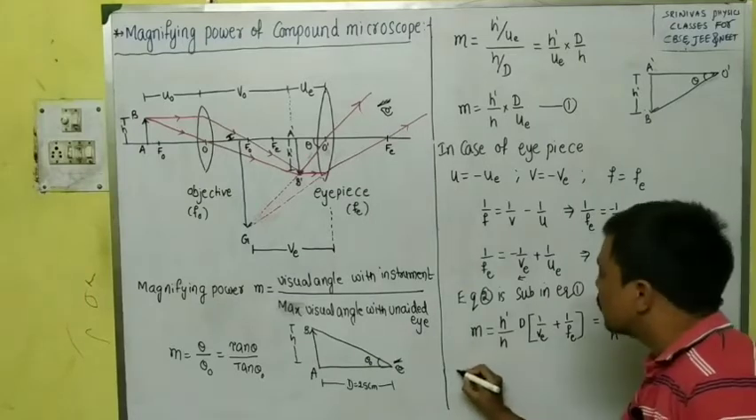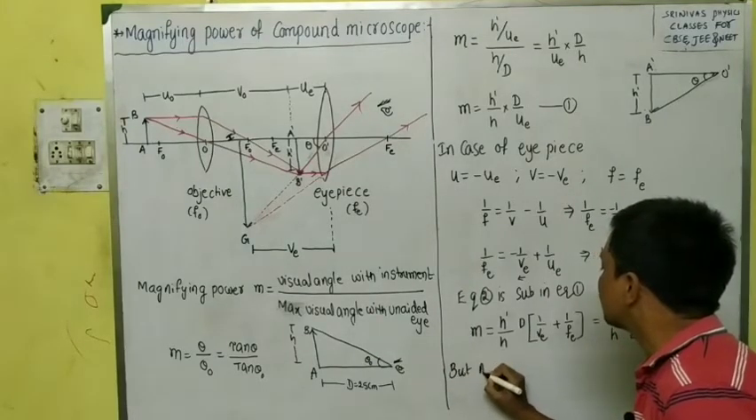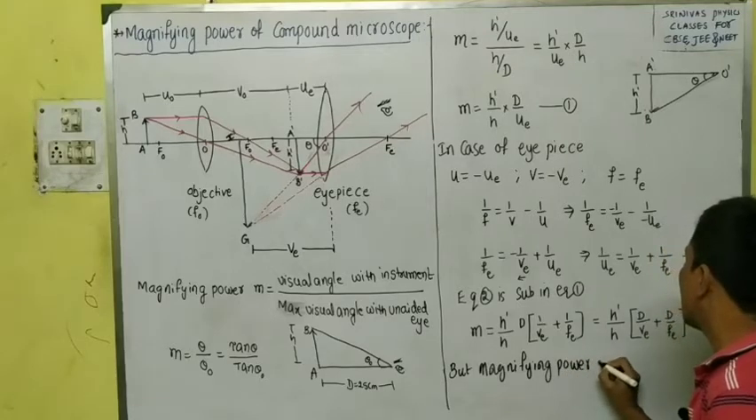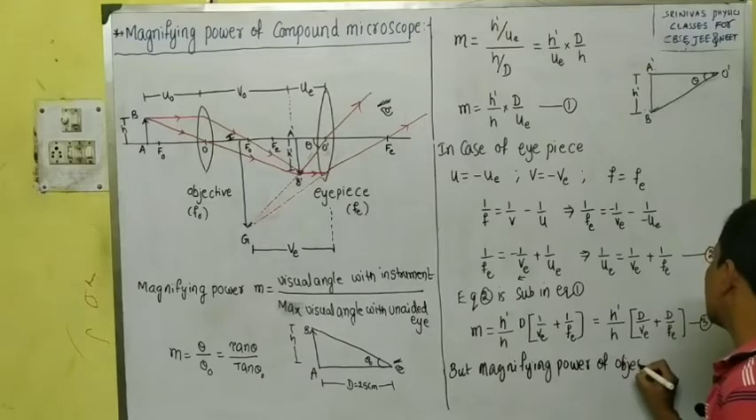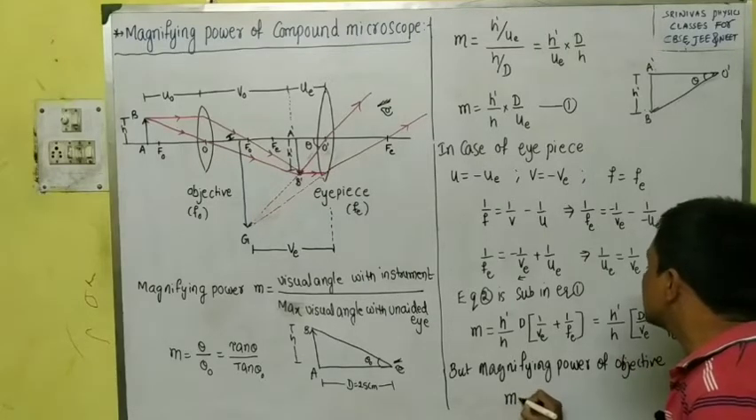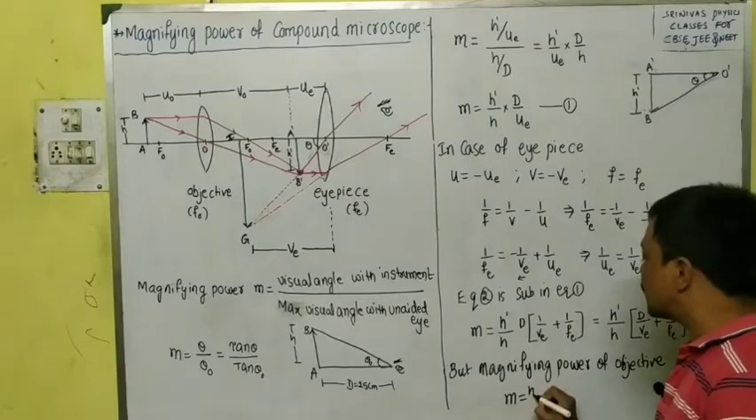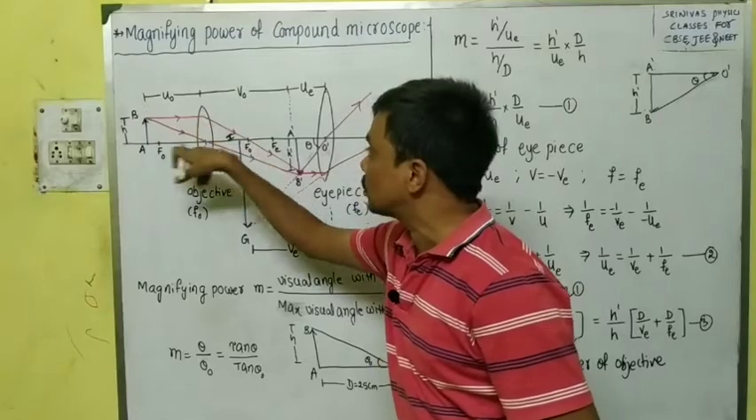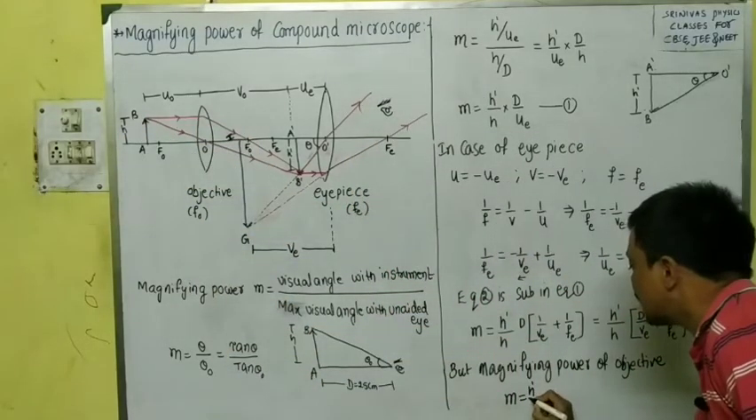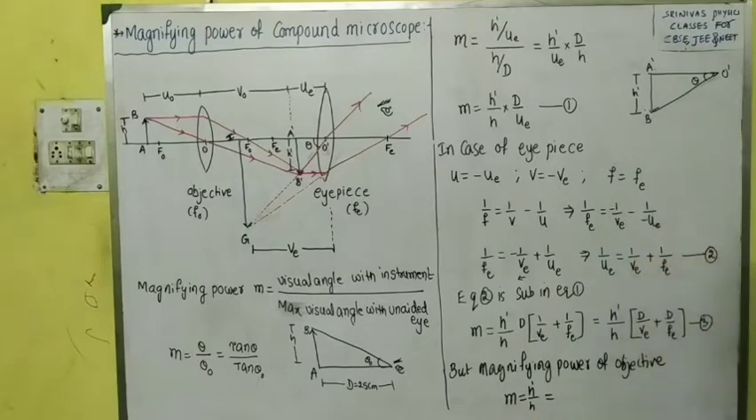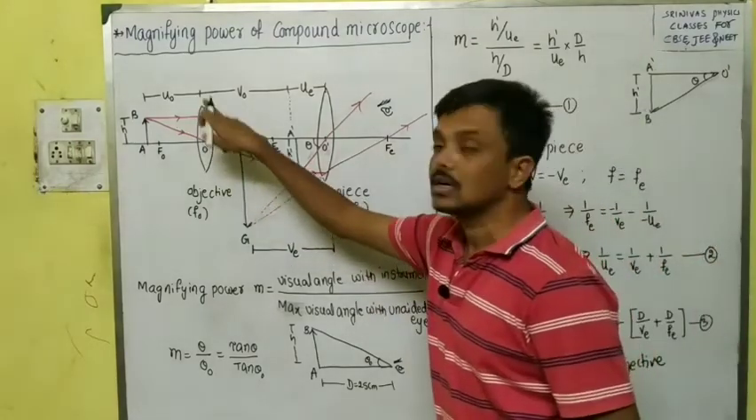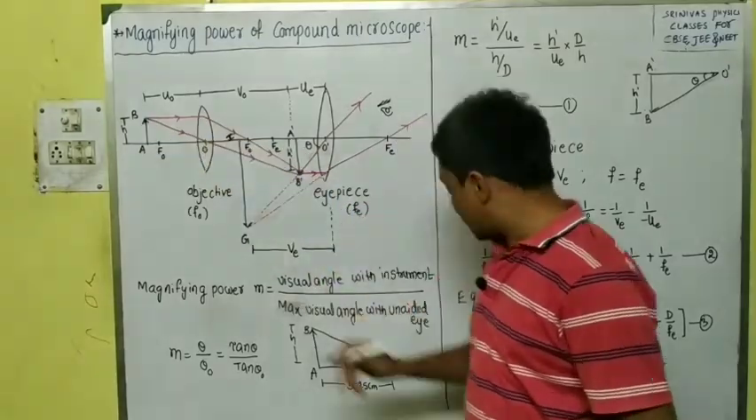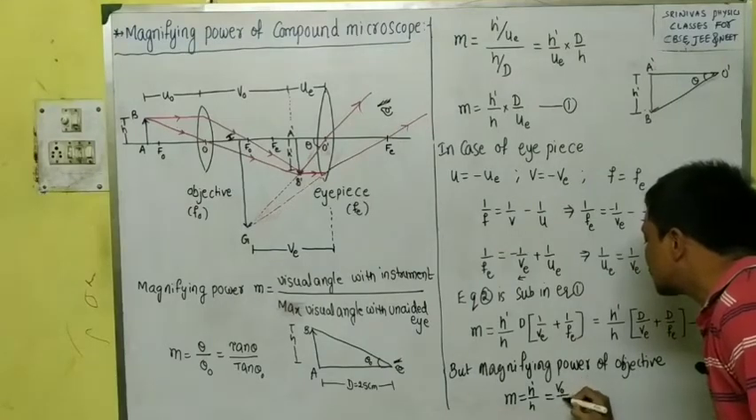But one thing we know, the magnifying power of the objective lens. What is the magnifying power of the objective lens? We know that M is the height of image by height of object. For the objective lens, the image is A'B', its height is h'. The object is AB, its height is h. Height of image by height of object, h'/h, is equal to image distance by object distance, which we derived previously for the convex lens. That is vo by uo.